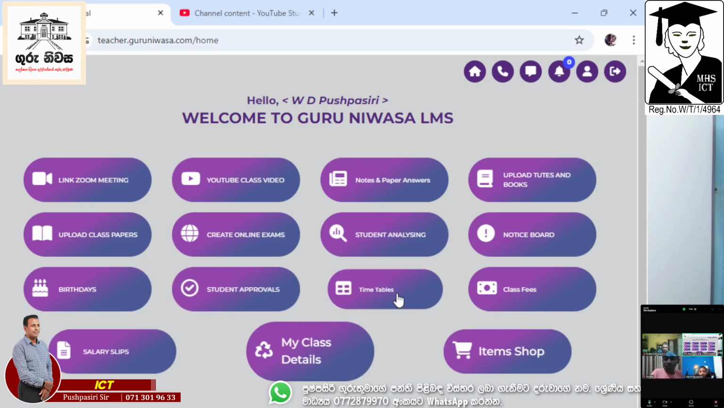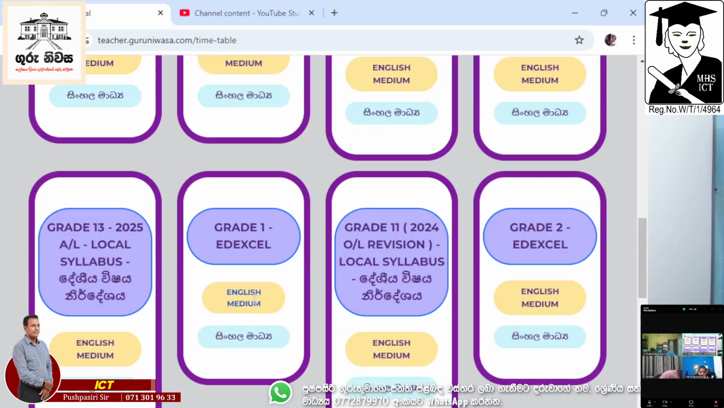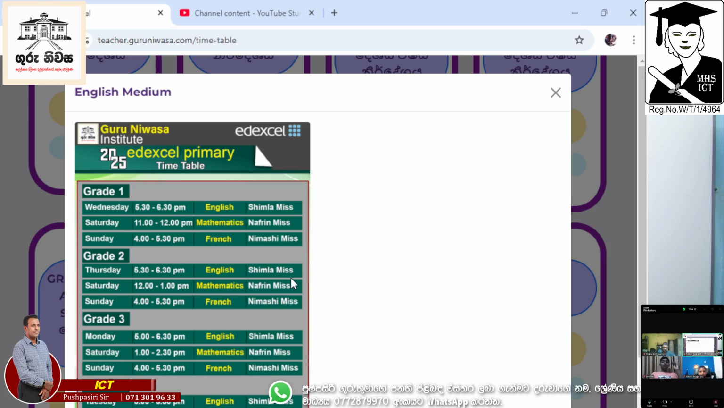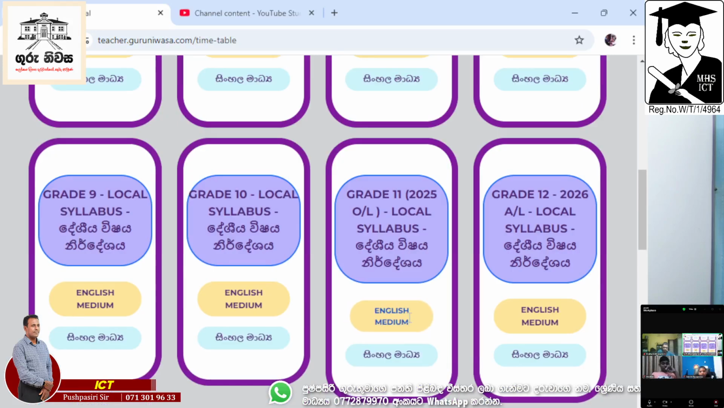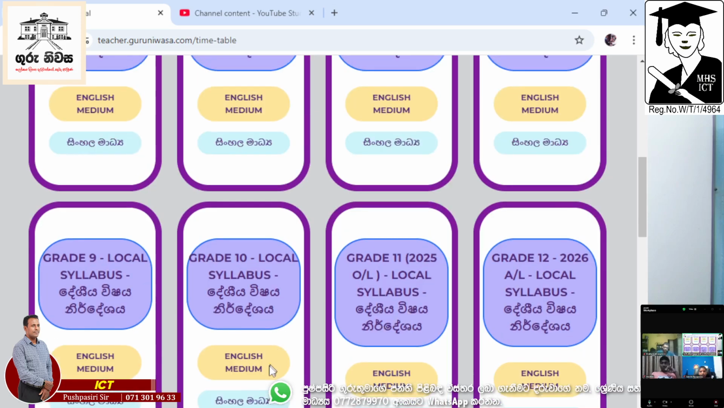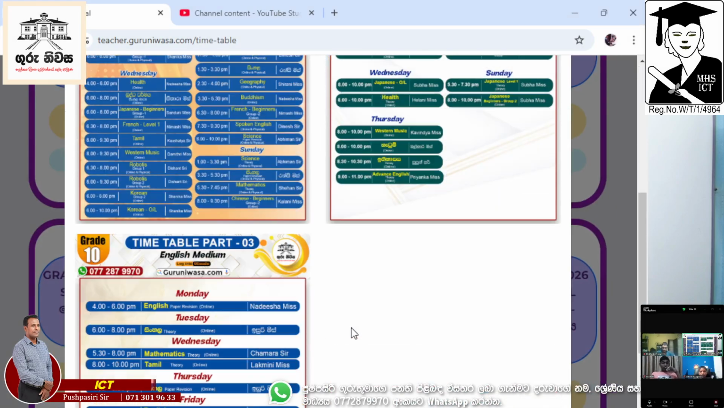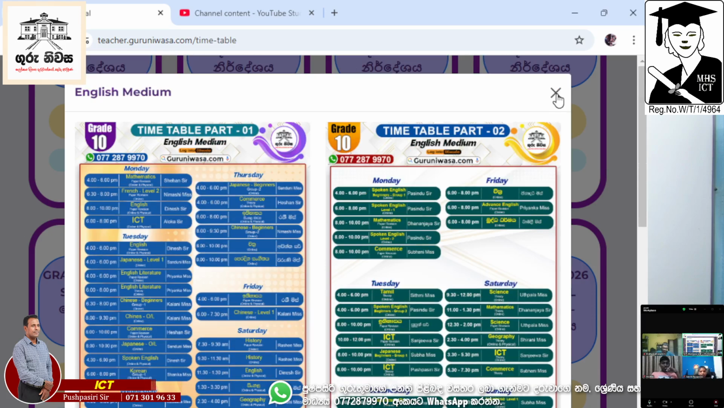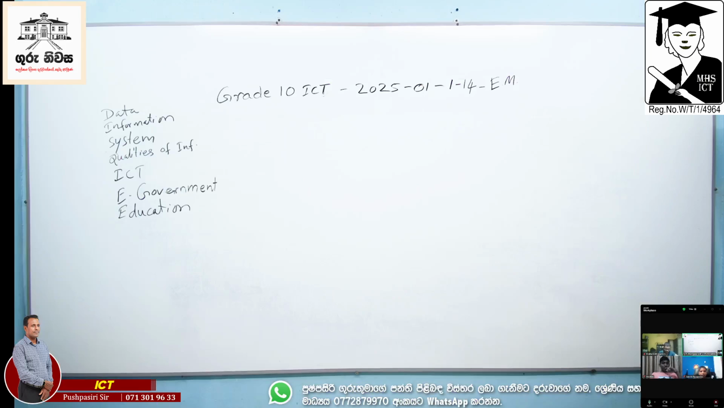When you go to the timetable, you get the timetable. Just put here English timetable. See, you get the English timetable here, right? Let's say grade 10, Local Silver grade 10 English medium. Just click it here. Okay, you will get the timetables, right? So something like that. This is called LMS.